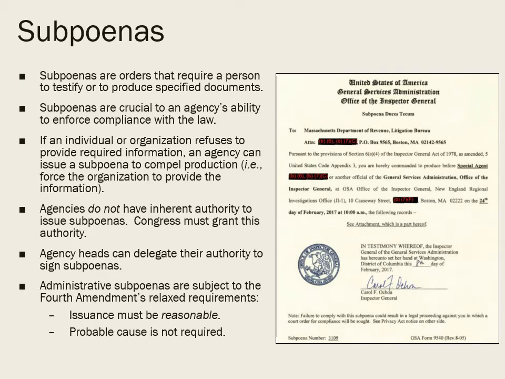Now, agencies do not have inherent authority to issue subpoenas. Congress has to grant that authority to them. Additionally, administrative subpoenas, like we discussed last week, are subject to the Fourth Amendment. They're subject to relaxed Fourth Amendment requirements, but they are still subject to the Fourth Amendment. So an agency must be acting reasonably in issuing a subpoena, even though probable cause is not required.